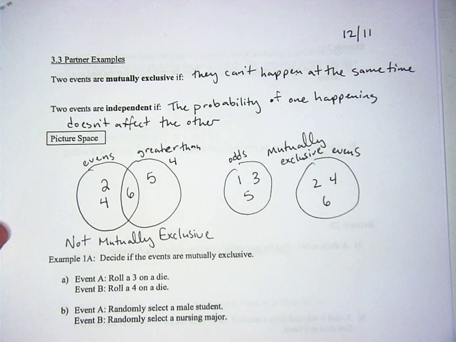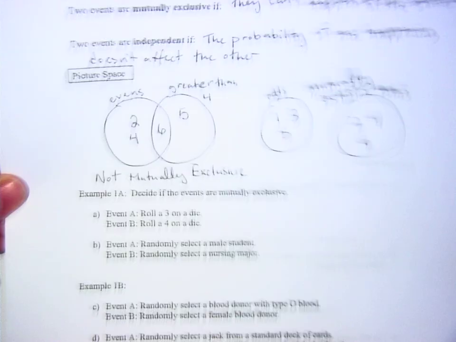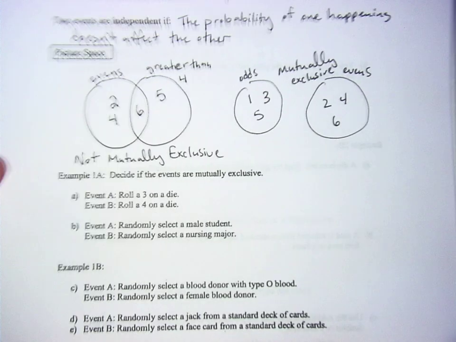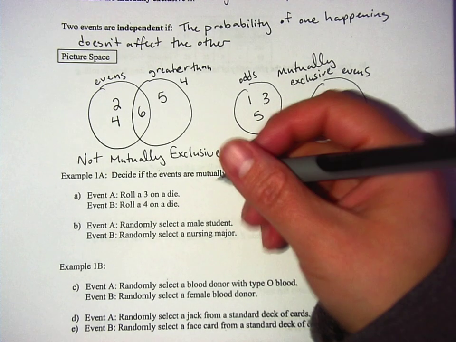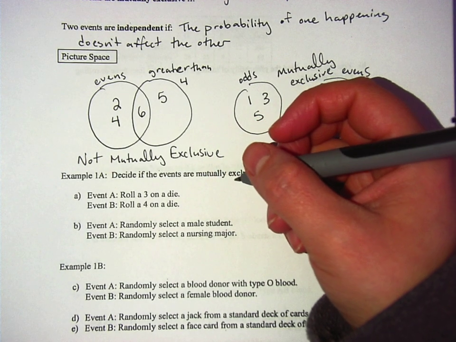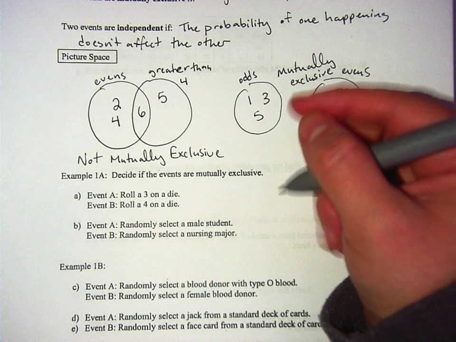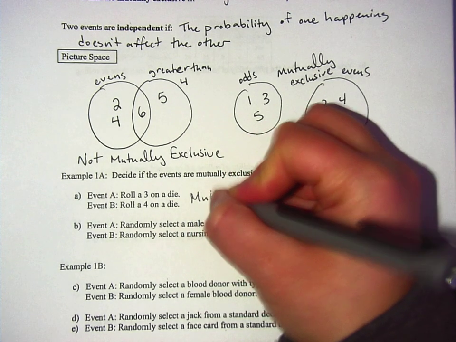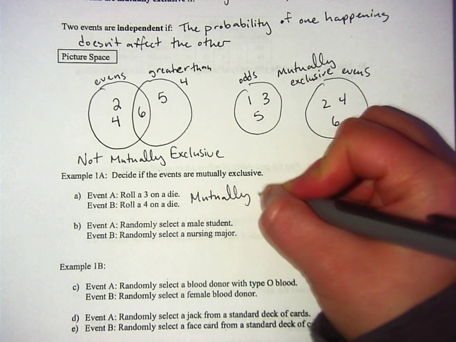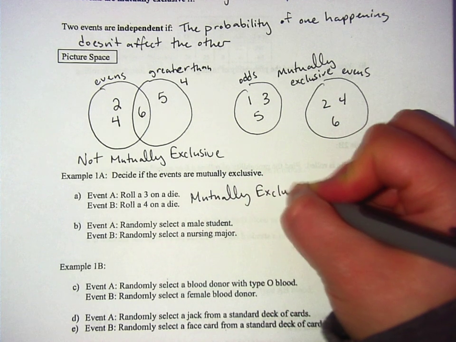All right, example 1A. Are these mutually exclusive or not? Rolling a 3 on a die, rolling a 4 on a die. Can you do that at the same moment in time? Nope, you can't do it at the same moment in time. So what do I call that then? Do I call it mutually exclusive or not mutually exclusive? Mutually exclusive. Can't do them at the same time, it's mutually exclusive.